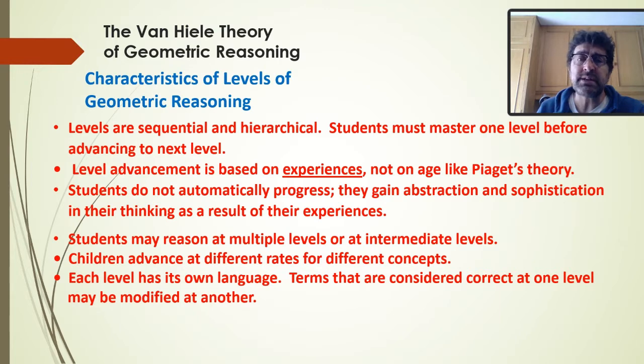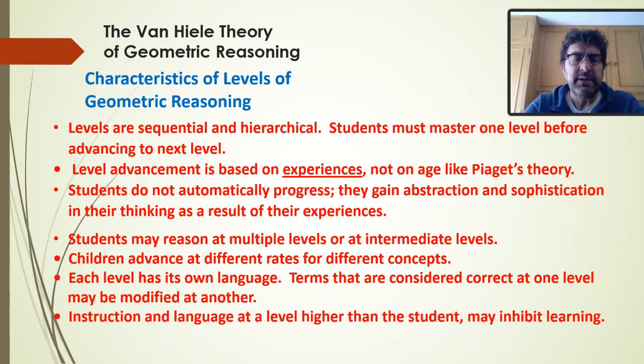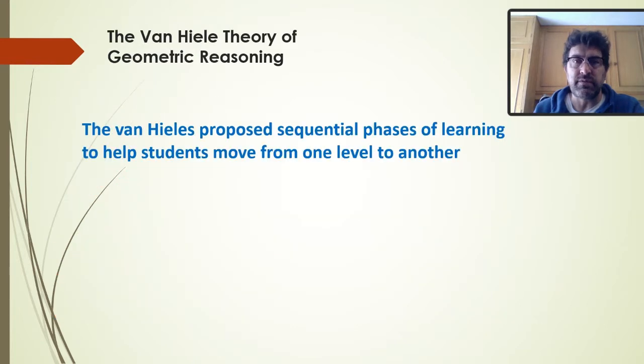But I think it's a good example to illustrate that point. Instruction and language at a higher level than the student may inhibit learning. So if you are functioning at the level of rigor in the geometry classroom, and a child is still basically trying to get out of the visual, there's no learning that's going to take place for that child. And that is why the phases of learning and a clear understanding about the phases of learning is important for teachers.